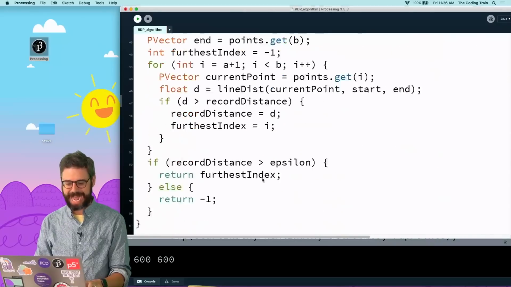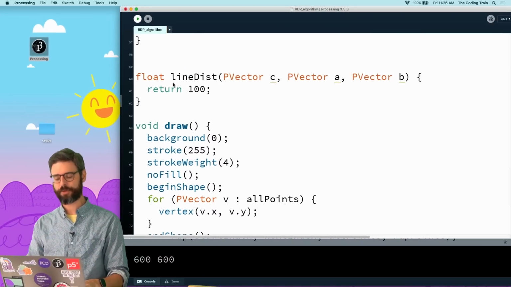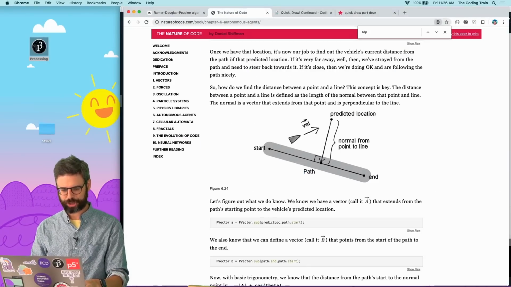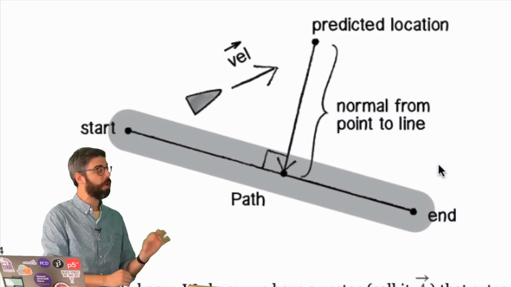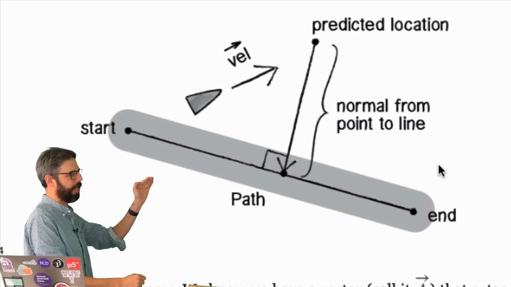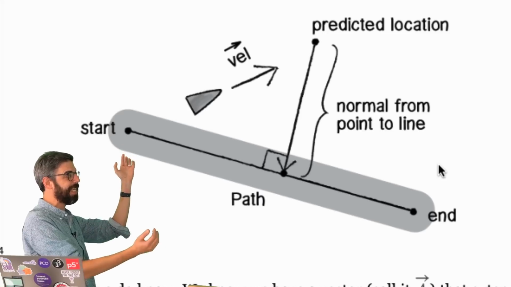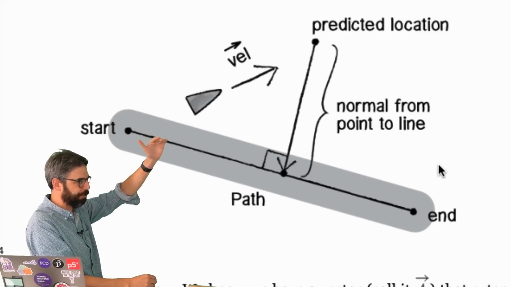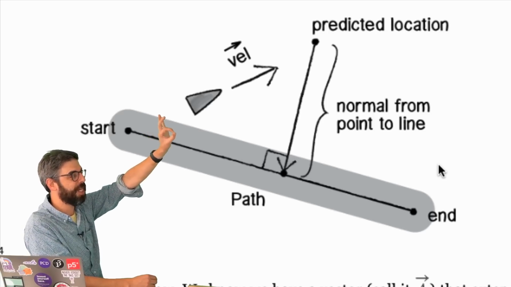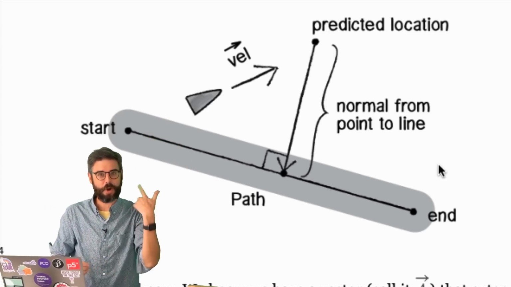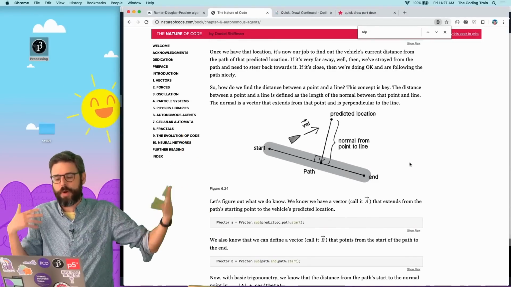Luckily, for me, I have worked through this line distance problem before. In fact, if you refer to my Nature of Code book, in chapter 6, I work on a particular algorithm that is related to path following. In a path following algorithm, I have a line segment that has a start and an end, and a vehicle that's moving at a given velocity. Part of the algorithm involves projecting out its future location and finding the normal from the point to the line. I would encourage you to pause here and maybe go look at this chapter if you want further explanation.